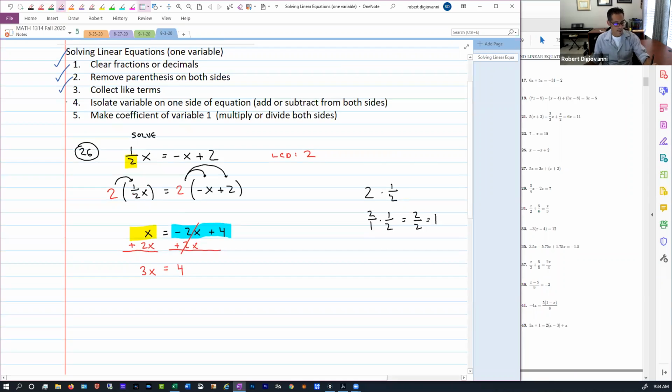So now we have isolated the variable. And the last thing to do is make the coefficient on the variable 1. So I need to get rid of that 3. So I need to either multiply or divide both sides by a number to get that 3 to go away. So I'm going to divide both sides by 3. 3 over 3 is 1. So I just have 1x equals 4/3. We'll just leave it as a fraction, 4 over 3.